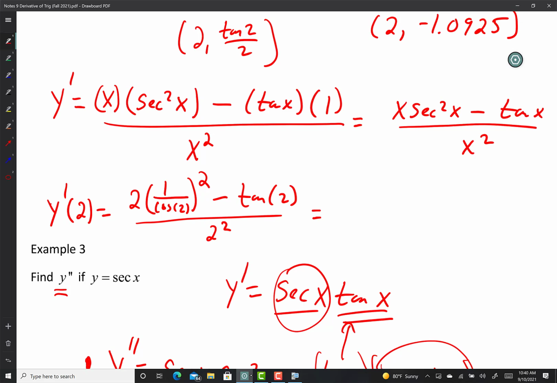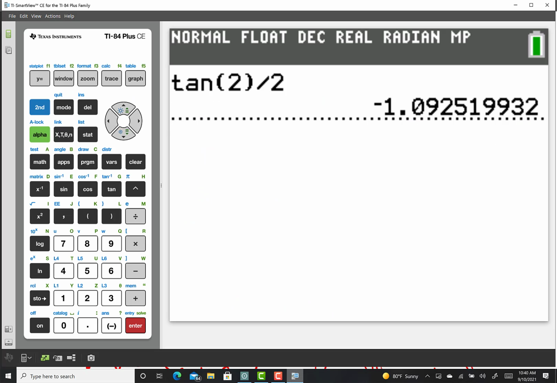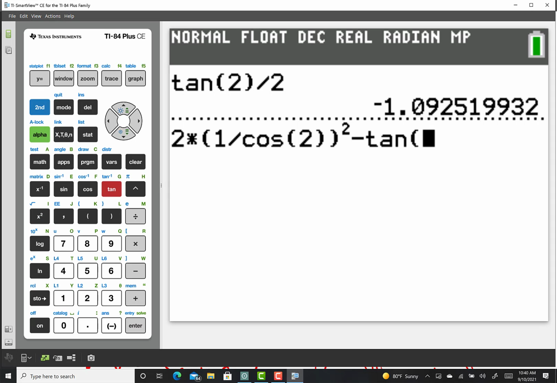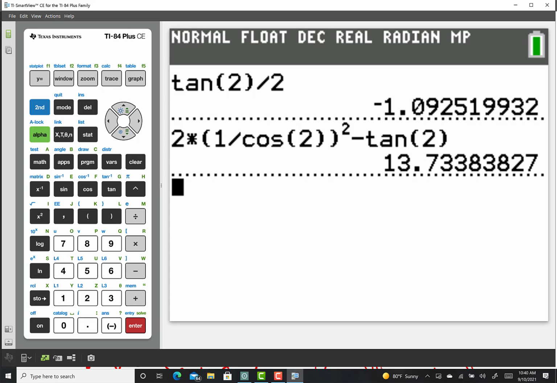Did you plug in the 2 into the derivative? Yes, I've just plugged in a 2 into my derivative. So here's my calculator. 2 times parenthesis, and it was 1 divided by cosine of 2, close, and then close again, and square it. So I'm doing my numerator. And then I already forgot, did I have plus or minus? Minus, and was it tan 2? Tan 2. So this is my numerator. I just did it in one line. I'm going to push enter, and I'm going to divide that by what? 4. By 4? 2 squared, right?